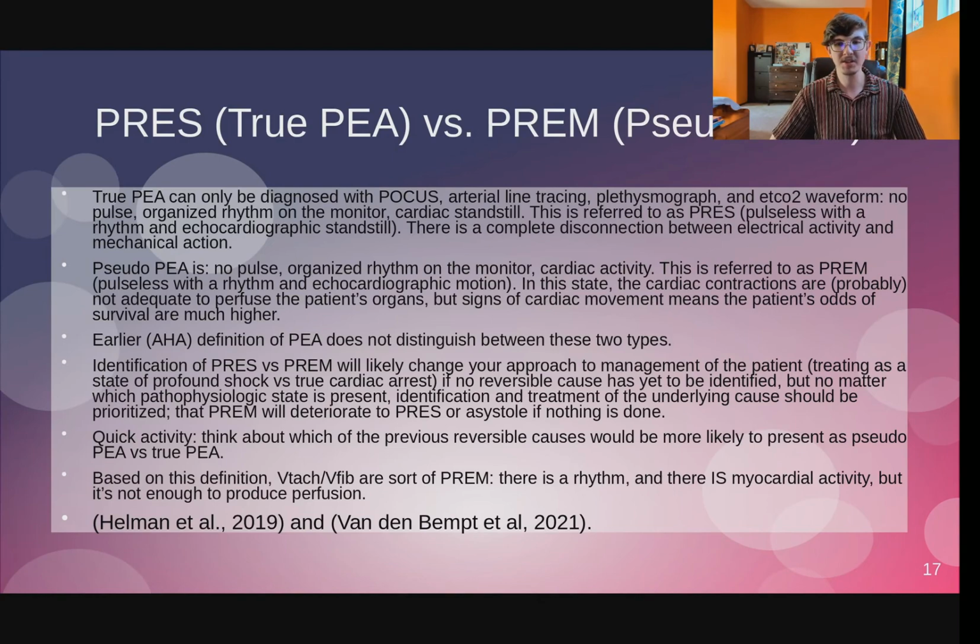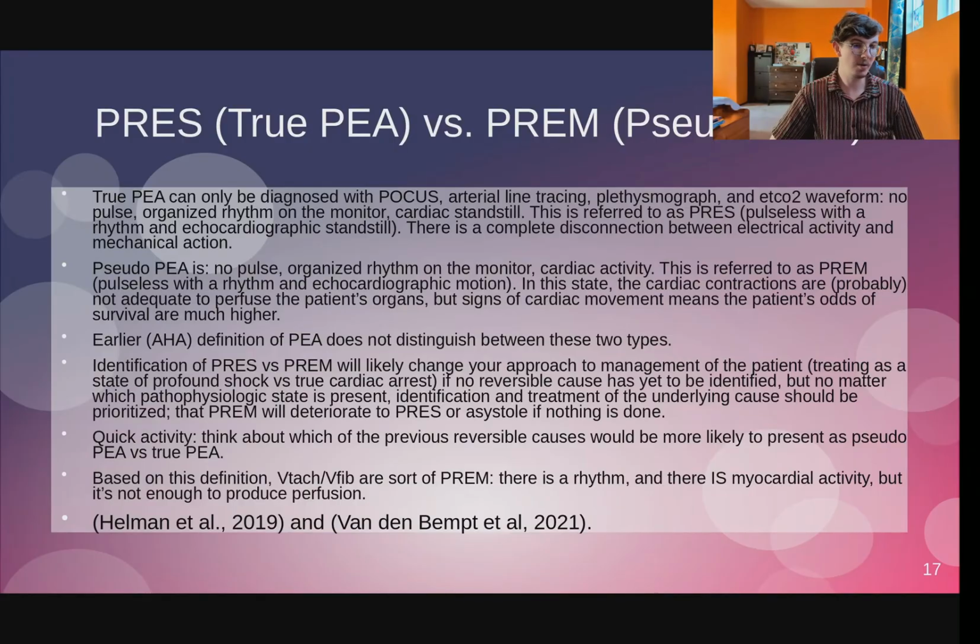But I will say, at the end of the day, no matter which pathophysiologic state your patient is in, the identification and treatment of the underlying cause should be prioritized. That pseudo-PEA will quickly deteriorate to a real PEA or asystole if you don't fix the problem. Now, if you do that point-of-care ultrasound and you see that they're actually in pseudo-PEA, that might help you dig a little deeper into, okay, why is this happening?